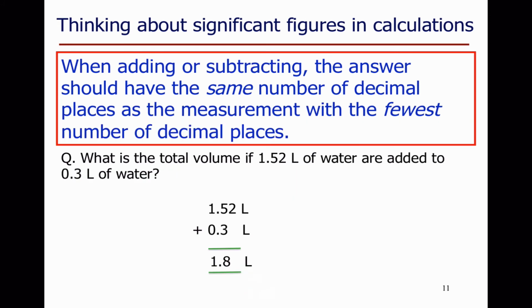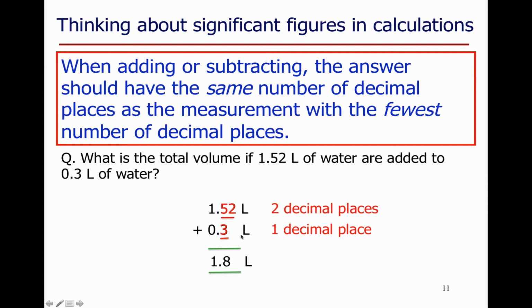So the other case is when we're adding or subtracting. Now this is a bit more tricky. The answer should have the same number of decimal places as the measurement with the fewest number of decimal places. So what is the total volume if 1.52 litres of water are added to 0.3 litres of water? We can add that up and we'll get an answer. But let's look. 1.52 is written to 2 decimal places. 0.3 is 1 decimal place.